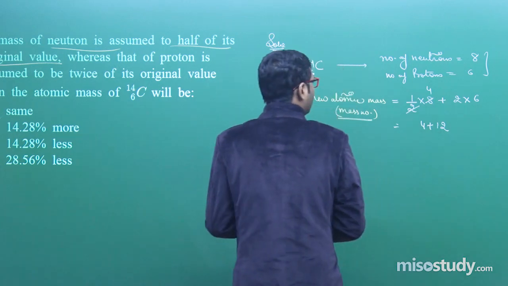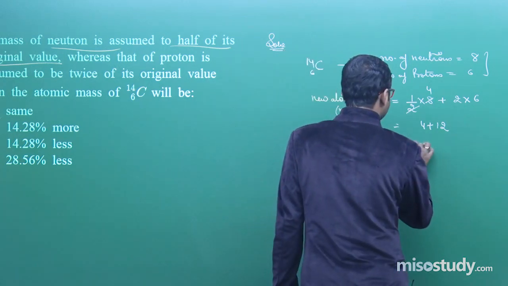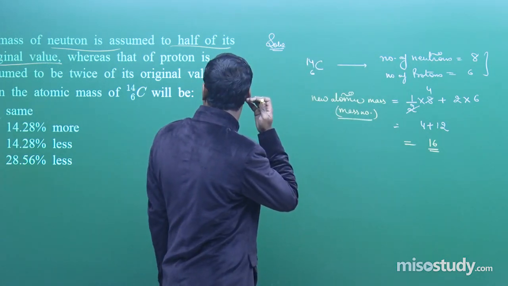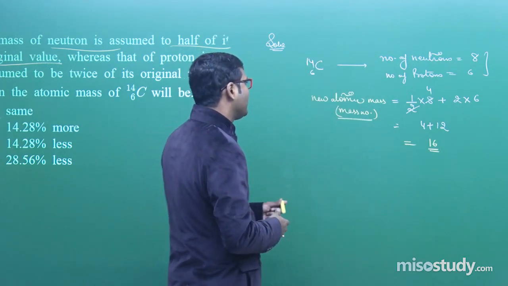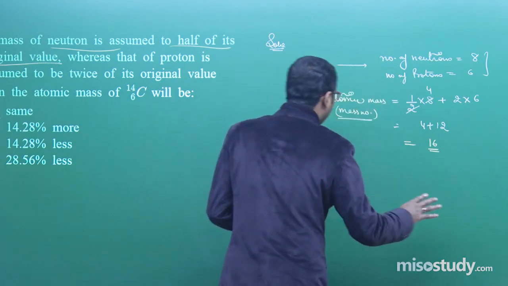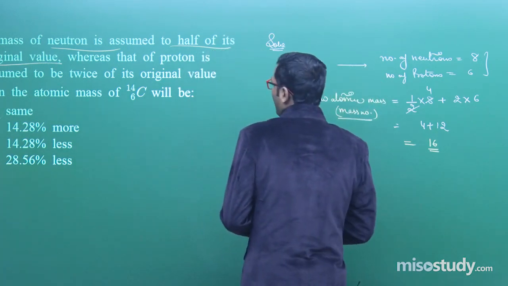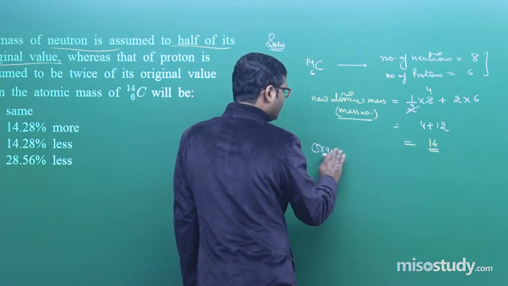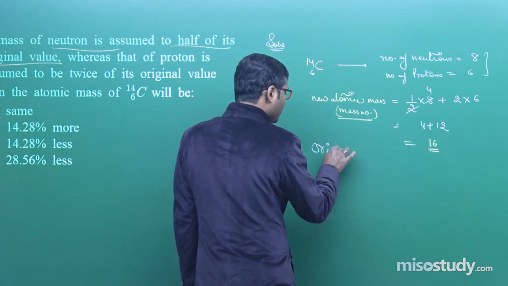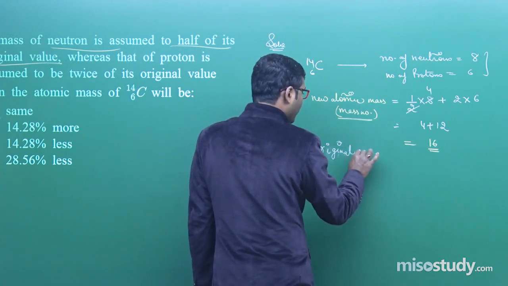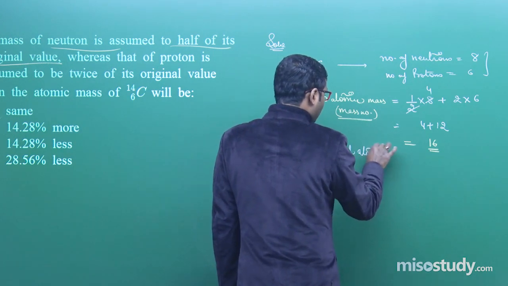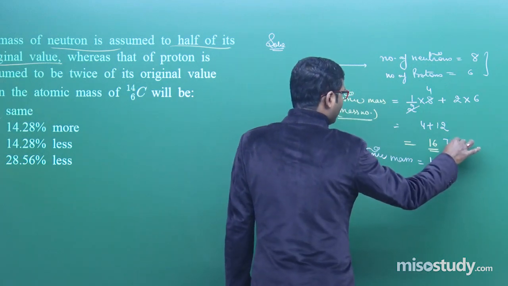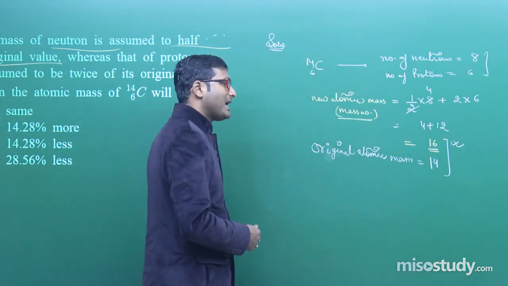So what we get, that is 4 plus 12. Am I right or wrong? Yes, we get 16. So the new atomic mass is 16 AMU, or 16 grams if I consider the mole. Now the original atomic mass, it is given, is 14. Now when the neutron is reduced to half and the proton increases, the mass increases.